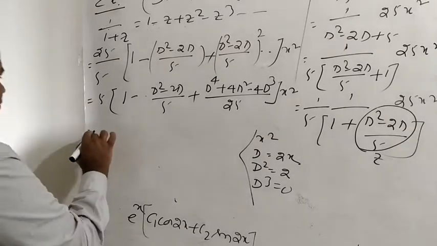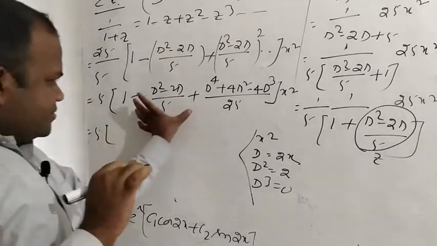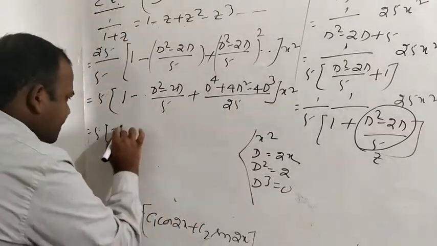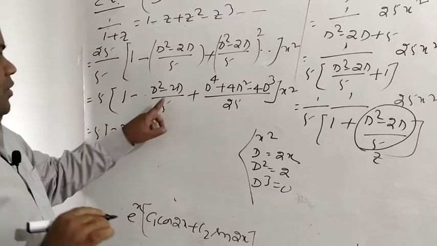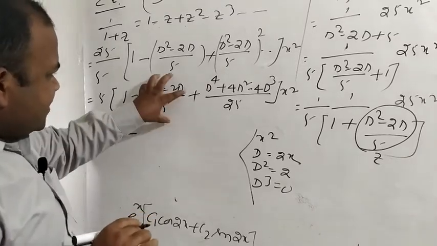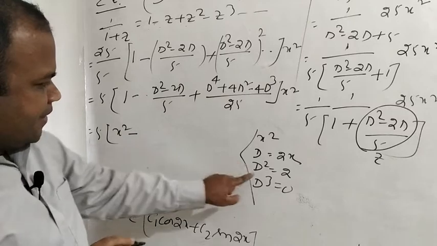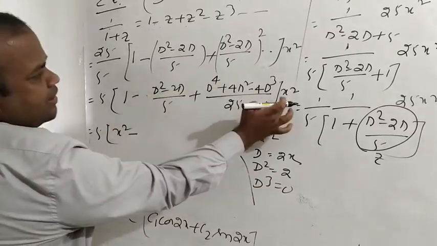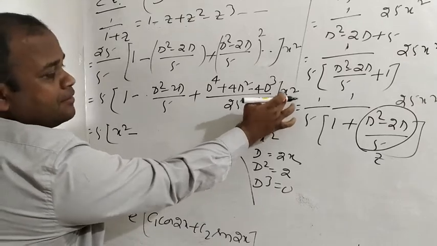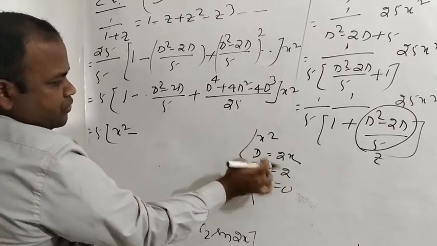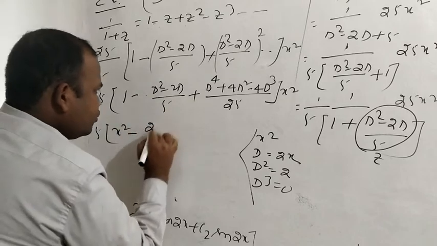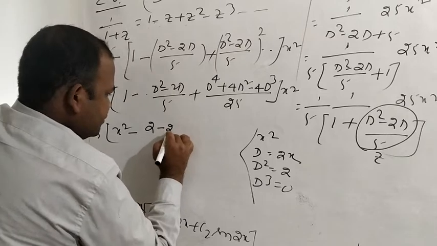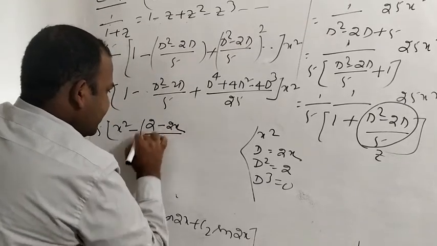Now you will put all these values. So this multiplied by this: x square into 1, this is x square. Minus, what is the value of D square? 2. So D square into x square, the double derivative of x square, is 2. So that is minus 2 into D. What is the value of D? D is 2x. So this is 2x upon 5.